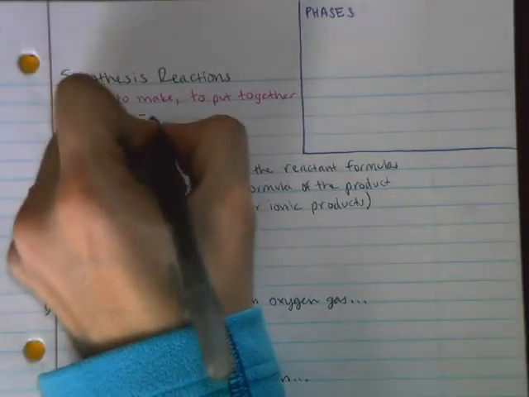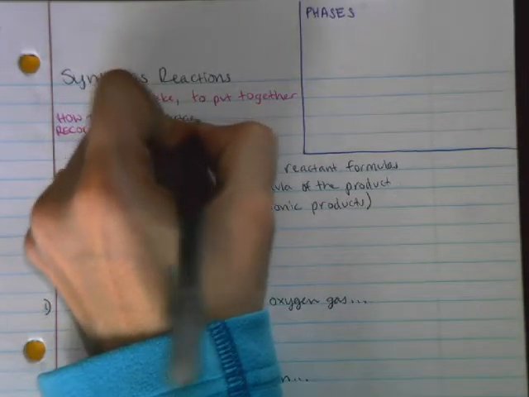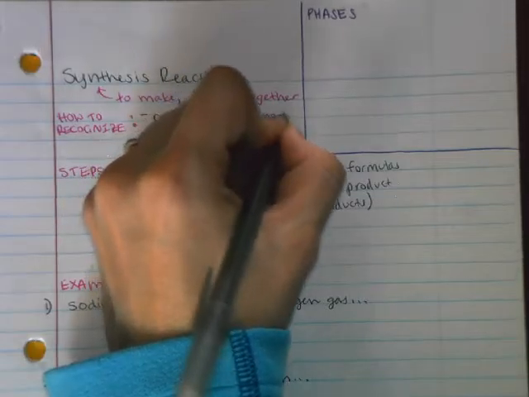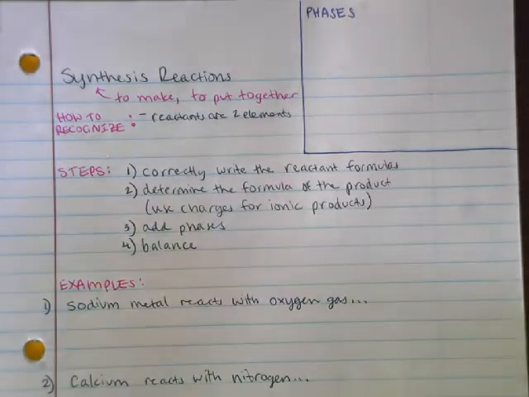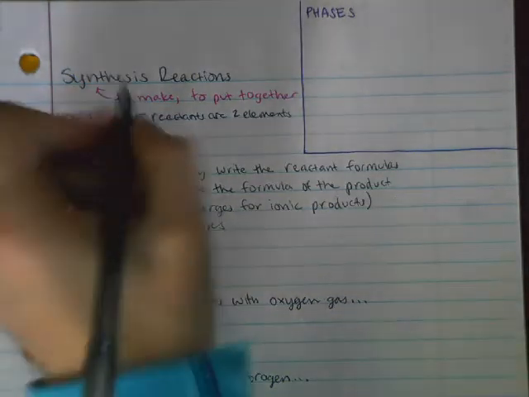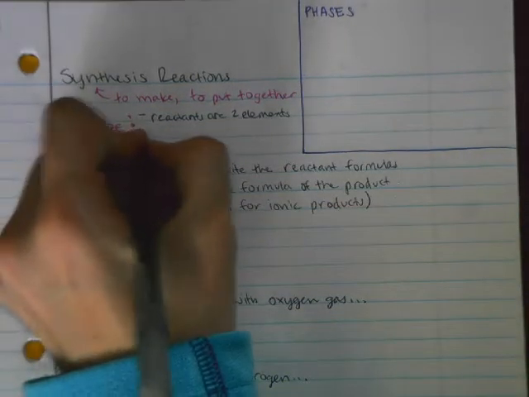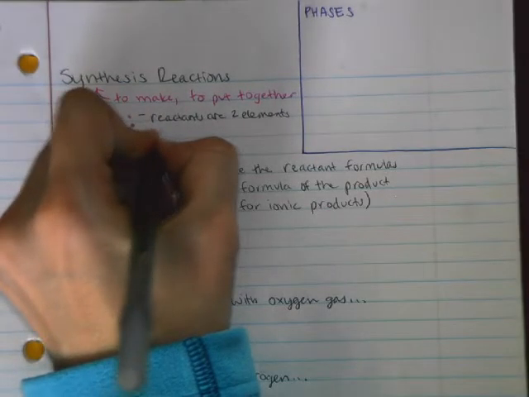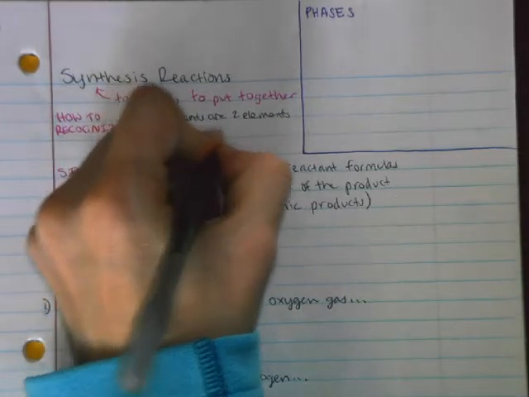Either the reactants are two elements, which is a dead giveaway, because if you have two elements, the only thing that they can do is react and form one compound. Or there is only one product.